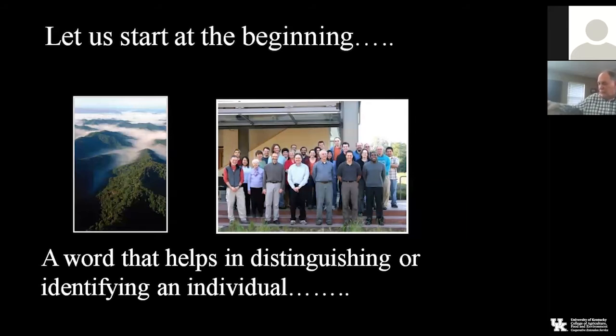And so to move forward from this particular point, we need to learn a word. We're looking for a word that helps in distinguishing or identifying an individual. And like I said, the individuals on the left-hand side are the trees in the forest, and the individuals on the right-hand side are these individual people that you see. So again, I'm looking for a word that we're going to use for the rest of this session, that identifies an individual.